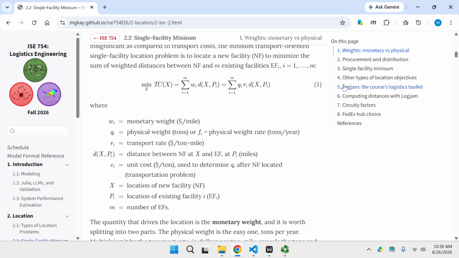But it's important to be aware of this. This is the basic formula, this equation 1. This is the one that we'll be deriving a lot of results from throughout the semester for not just location, but when we get into transportation and into other areas.